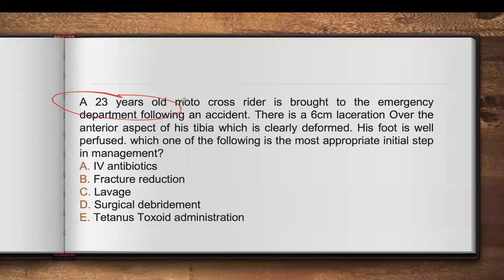A 23-year-old motocross rider is brought to the emergency department following a car accident. So we have got another motor vehicle accident patient. There is a 6 centimeter laceration over the anterior aspect of his tibia, which is clearly deformed. His foot is well perfused, which is very important information in here. That means there is no vascular problem, he hasn't actually had any vessel injury. Which one of the following is the most appropriate initial step of management?